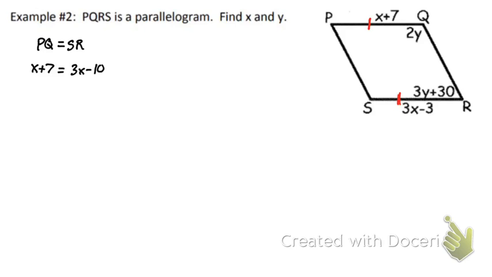Let's go ahead and subtract X from both sides. That will give me 7 equals 2X minus 10. Add 10 to both sides. And we're going to have 14 equals 2x. 14 divided by 2, x equals 7. Isn't it 10? Yeah. 10 equals 2x. But you wrote 14. Yeah.